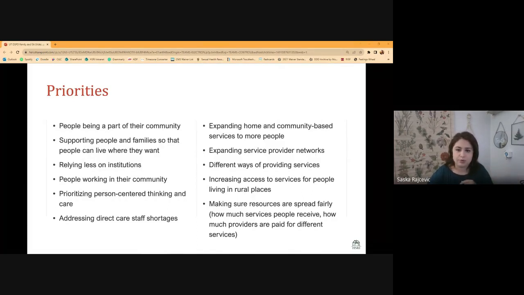Expanding the network of people who provide services and looking into different ways of how services could be provided or structured. And then making sure that people who live in rural areas have the same type of access to services as people who live in more urban areas. And finally, ensuring that resources are equitably dispersed and there is equity in terms of how much services people receive and also how much providers are paid for different services. And you may have other priorities for the service system, and we'll definitely want to hear from you about that. And we'll talk about an opportunity to do so in the next slide or two here.